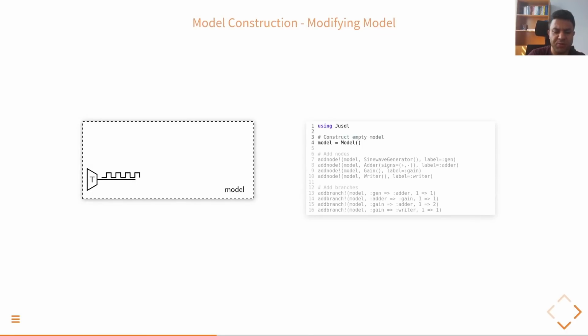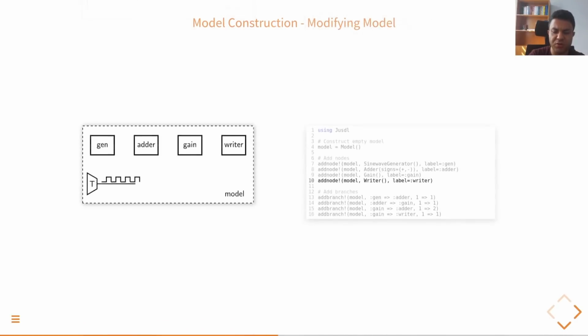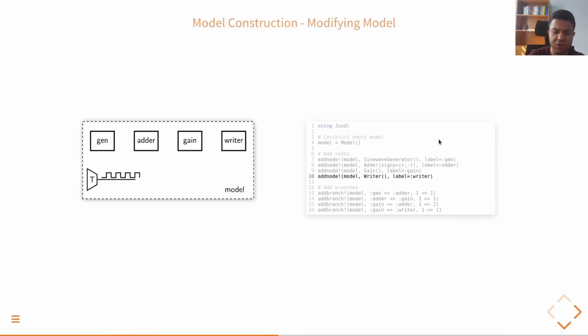Okay, let's start from scratch. We construct an empty model here, and we add our first node. We use the add node function for that purpose and specify the name of the model, and then construct the component, and we give a label to the component here. So we add our first node to the model. Let's keep adding our remaining nodes, and at this stage we added all our nodes.